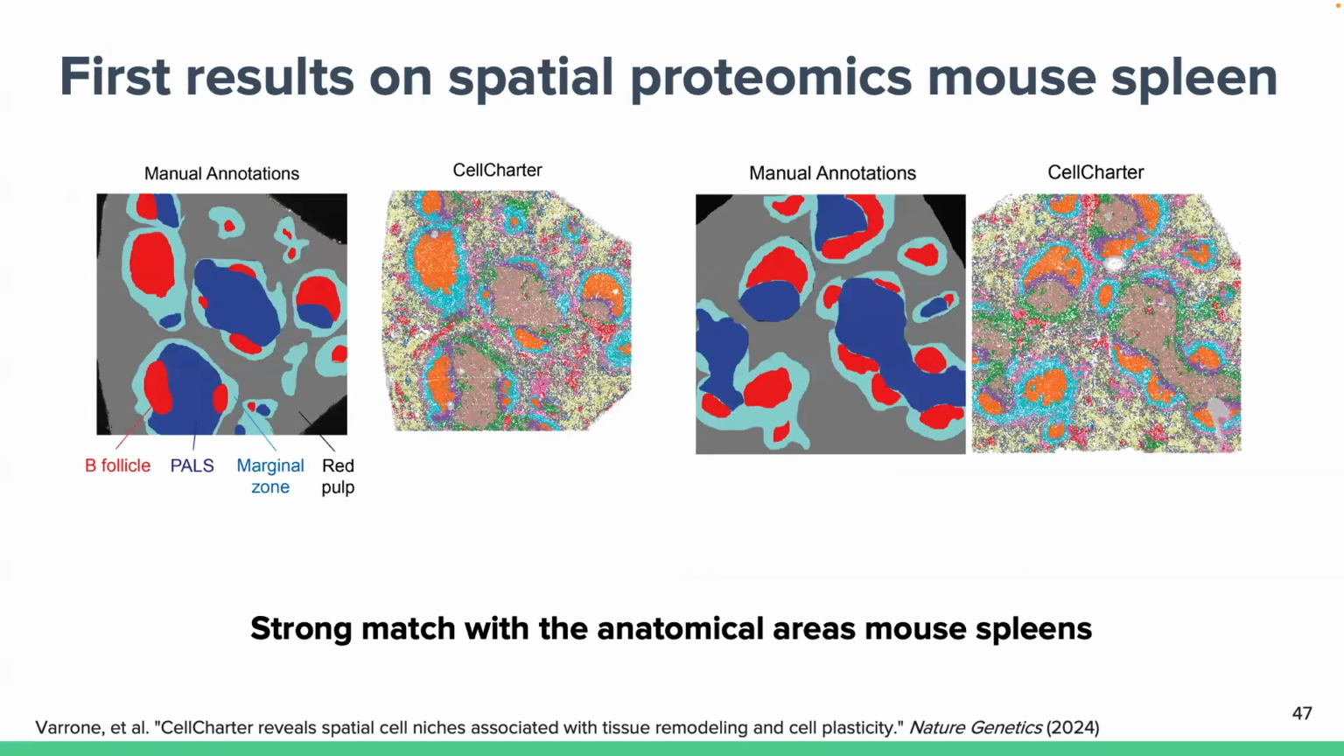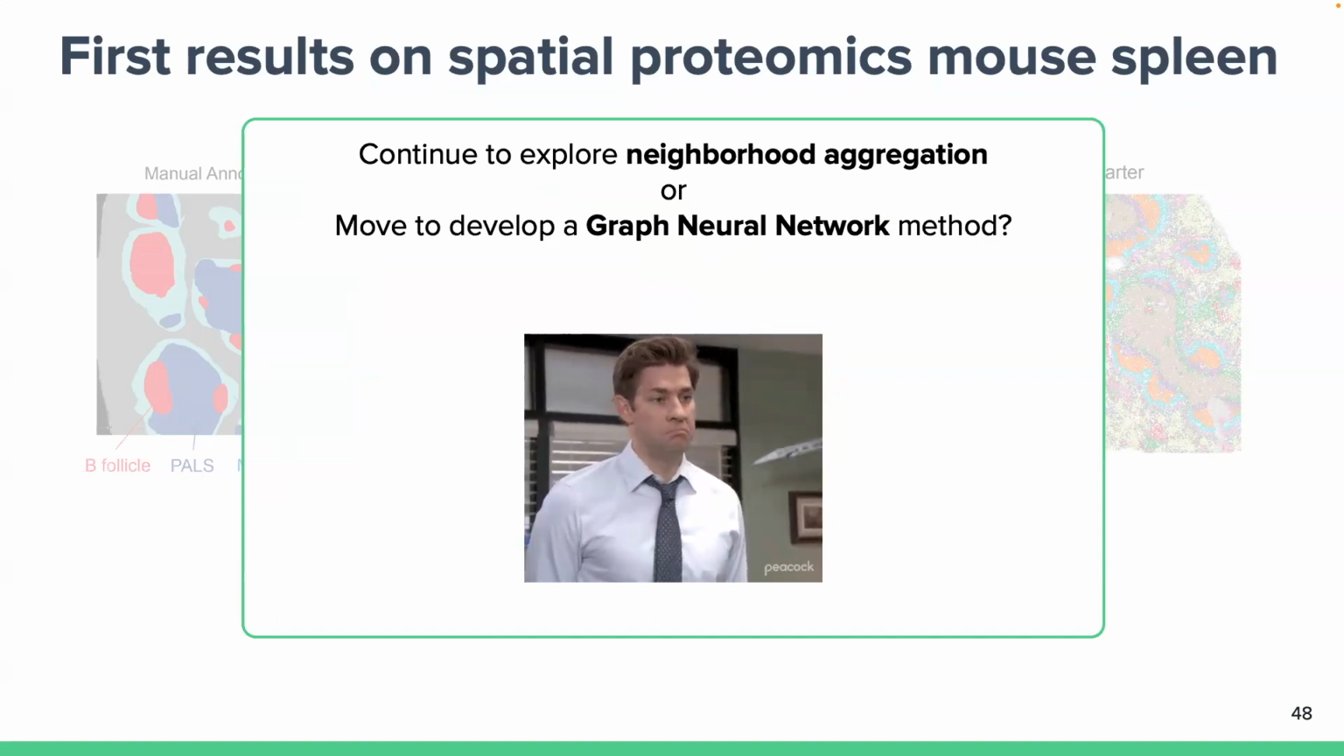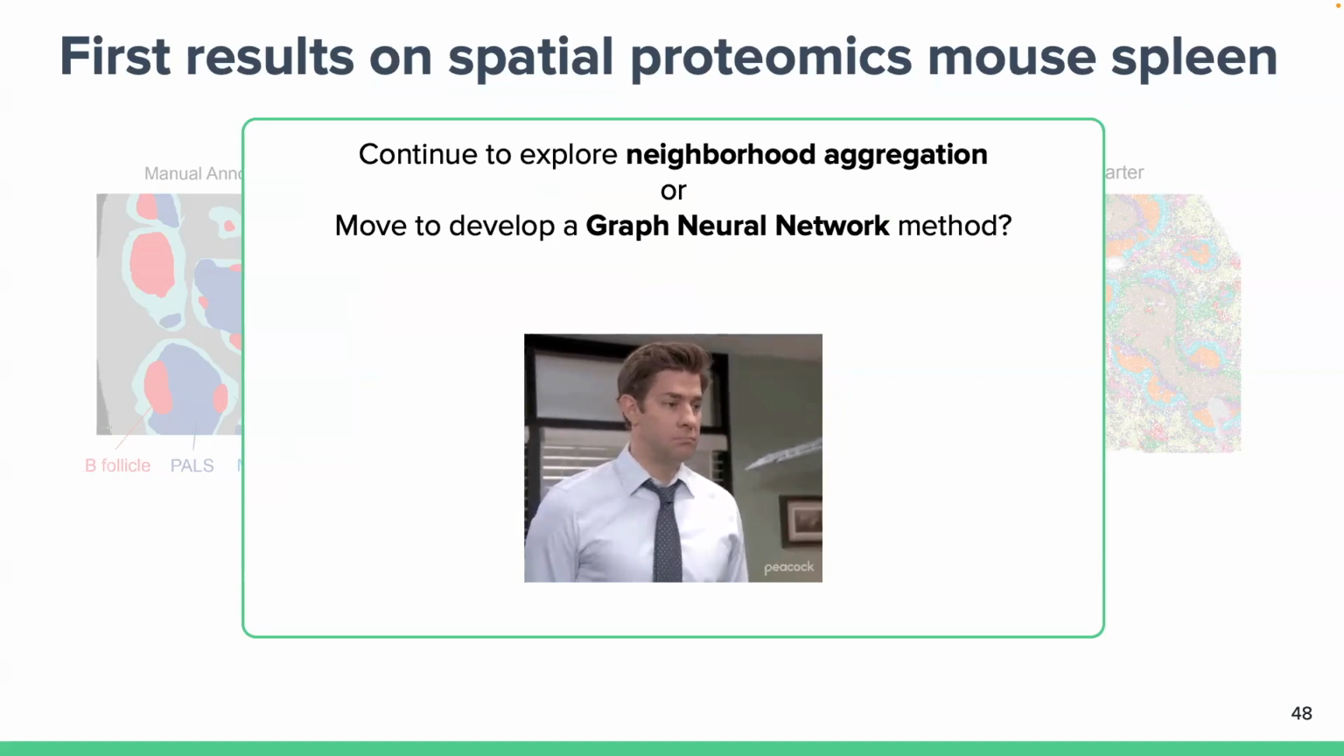We tested it on a spatial proteomics dataset as a pilot, and we were very surprised because we were able to see that the domains we were obtaining were actually matching a lot with the few annotations that we had from this publicly available dataset of the anatomy of the mouse spleen. And so we were excited at this point, with a decision to make. Should I continue with the preliminary results on this method or move to the originally planned graph neural networks?